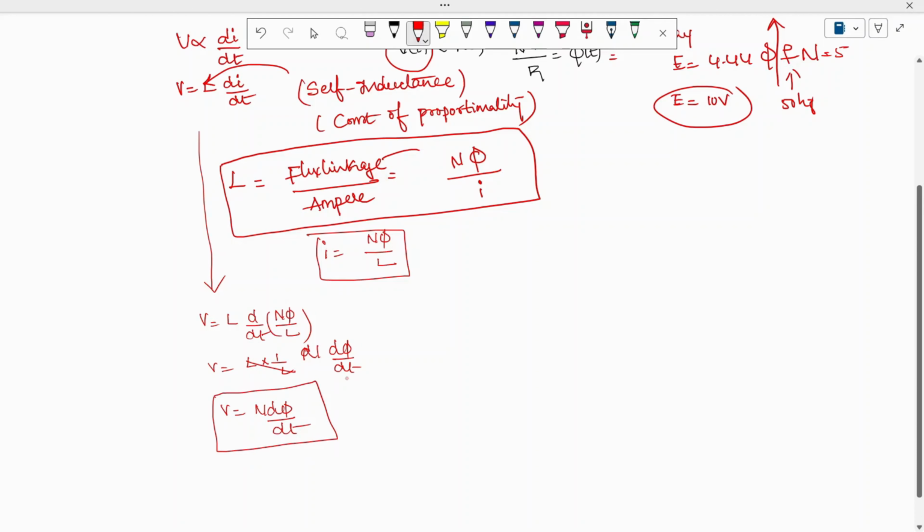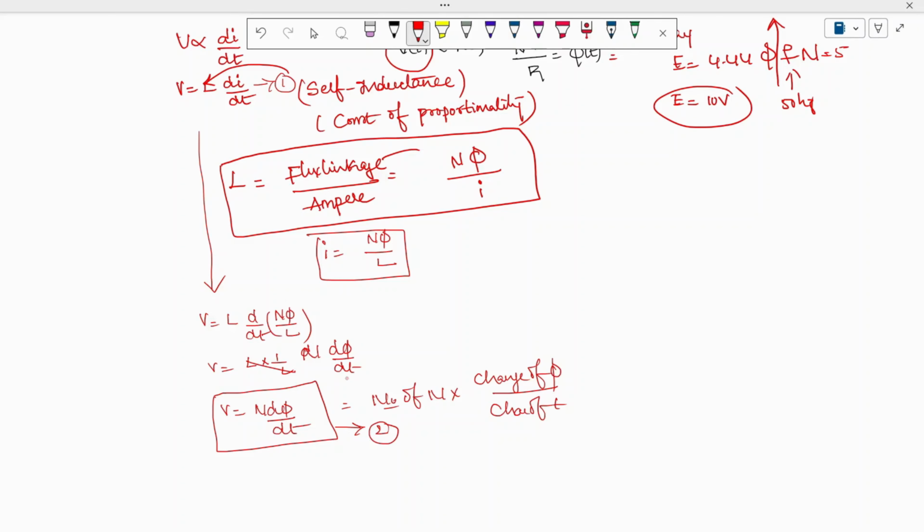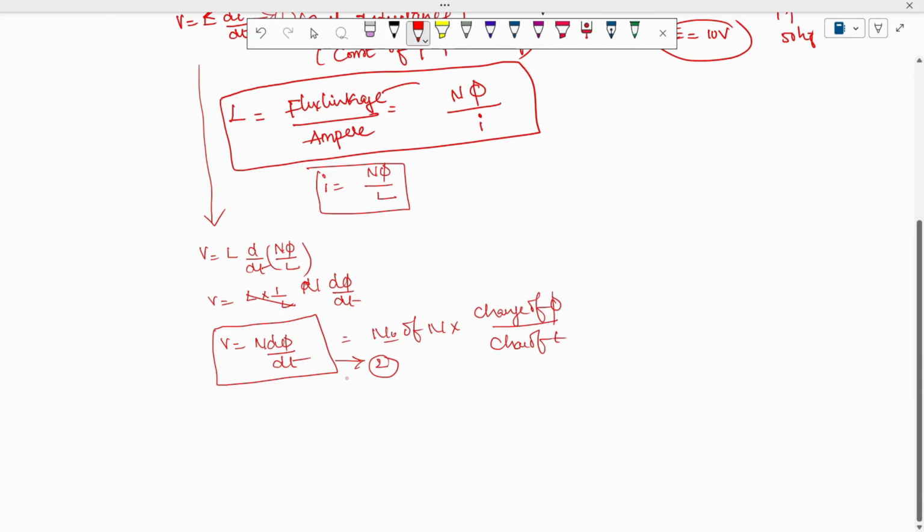The voltage across an inductor is the number of turns multiplied by the change of flux divided by the change of time, which is nothing but V equal to N d phi by dt. And already we have the first equation here, and the formula for voltage across an inductor is also there. So now let's try to compare each equation.